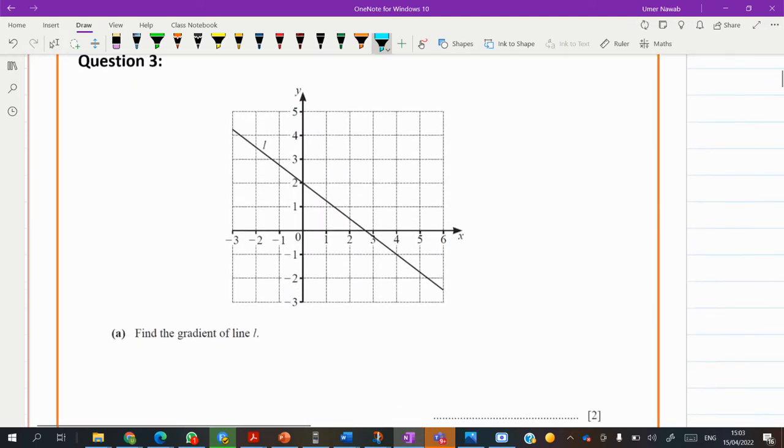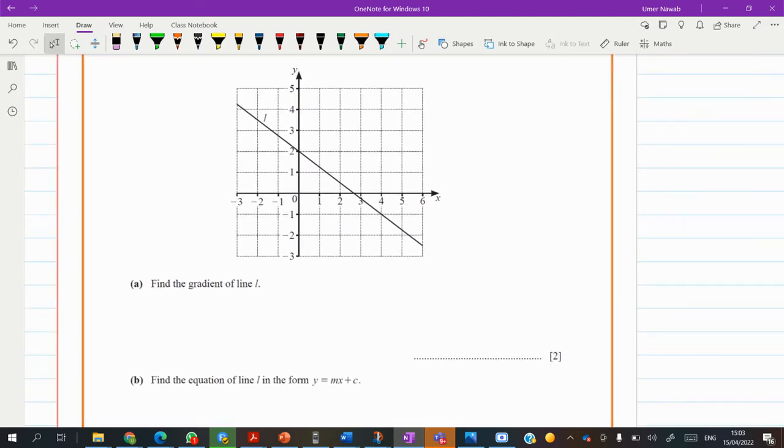Okay. Next question. A grid is given. We want to find the gradient. When he gives you the line in the grid, you need to see what your y-intercept is. That is 2. And from that 2, you need to go to the right and see which next point is passing through any corner of a square. So I think this is the very next one where the line is passing through a square. Check how much you have to go down. So you have to go down 3 units and you have to go right 4 units.